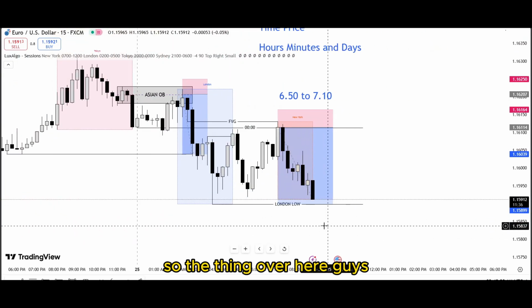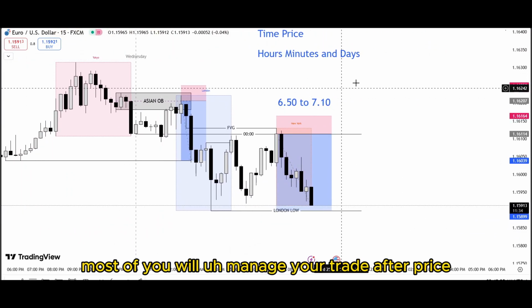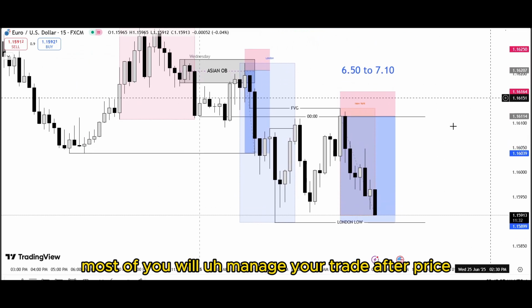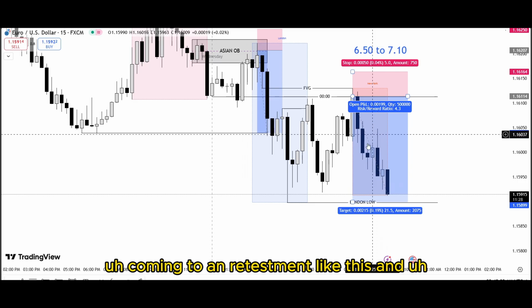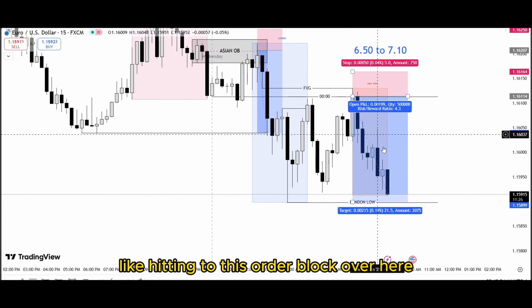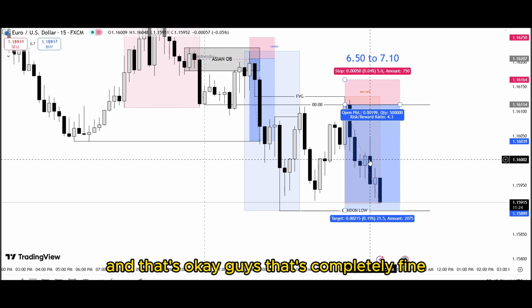So the thing over here guys, most of you will manage your trade after price comes to a retracement like this and hits into this order block over here, and that's okay guys, that's completely fine.